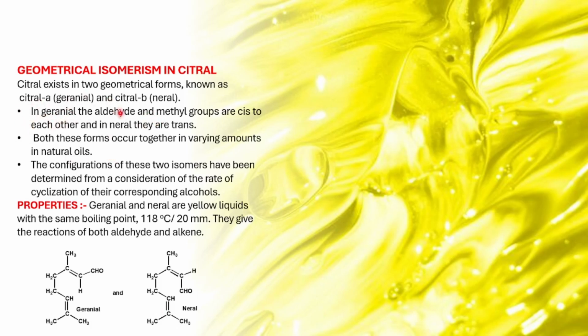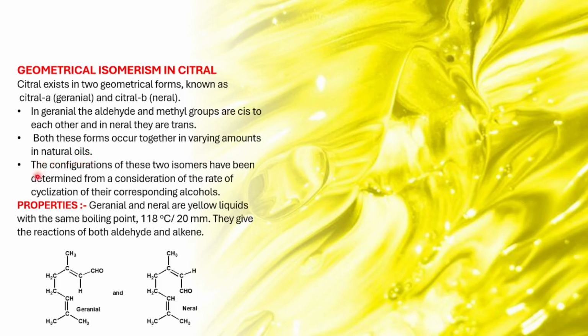Geometrical isomerism in citral. Citral exists in two geometrical forms known as citral A, geranial, and citral B, neral. In geranial, the aldehyde and methyl group are cis to each other, and in neral, they are trans. Both these forms occur together in varying amounts in natural oils.